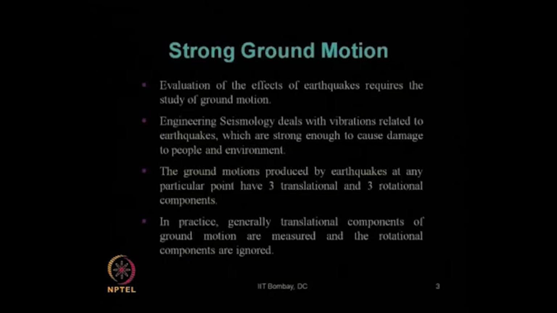So, a quick recap of what we have learned in the previous lecture. Strong ground motion evaluates the effect of earthquake, and for that study we need to estimate the strong ground motion properly. Strong ground motion typically produces during an earthquake in 6 directions, that will be 3 translational and 3 rotational components, but for general practice we mostly use the 3 translational ground motions for any engineering design, and in most cases the 3 rotational components are ignored.